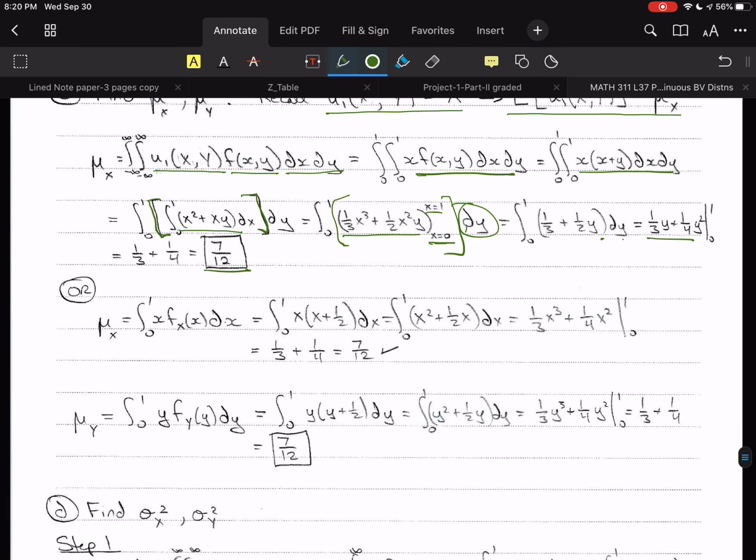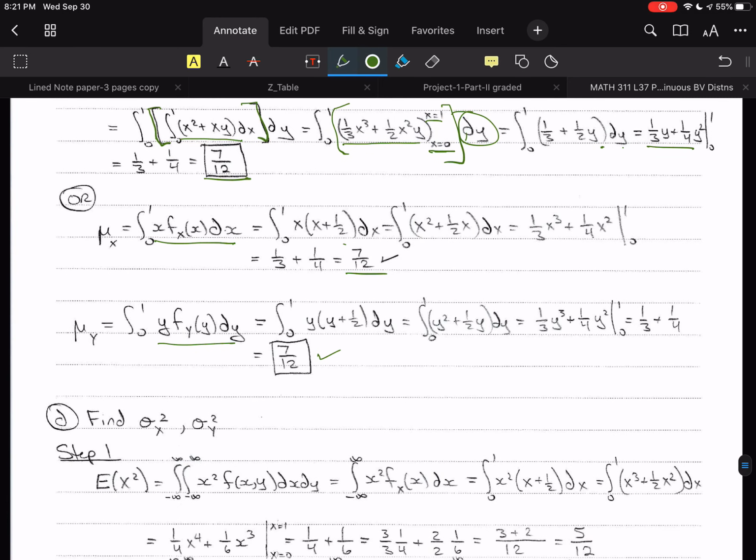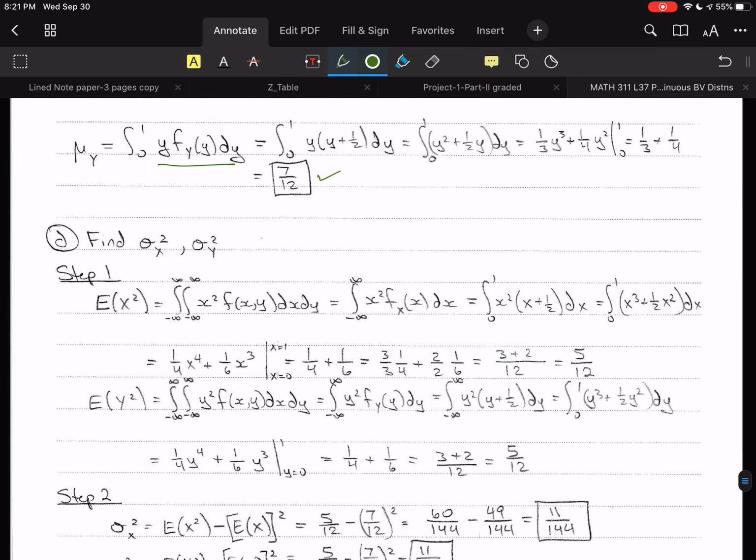It's very similar, almost identical for mu of x, and we get 7/12. This is the alternate way of doing it: instead of using the joint PDF, I use the marginal PDF, and of course I get the same answer. And for the mean of y, I did this using the marginal, and I end up getting the same answer, 7/12. You can't count on that. Obviously, you don't always get the same answer.